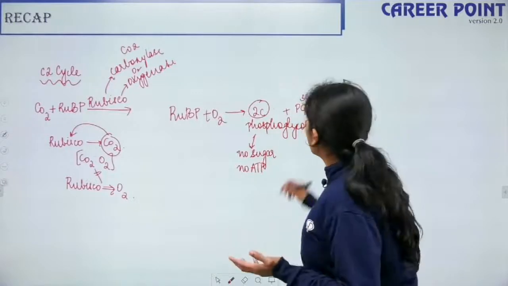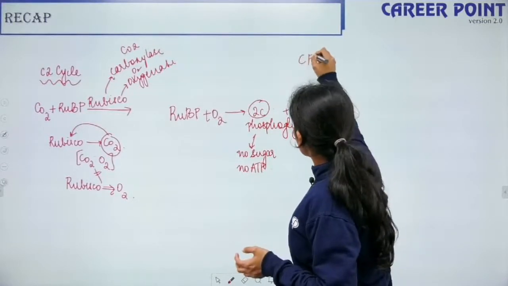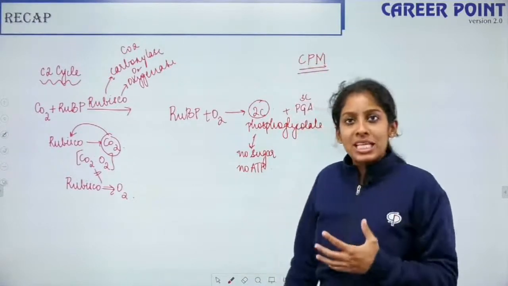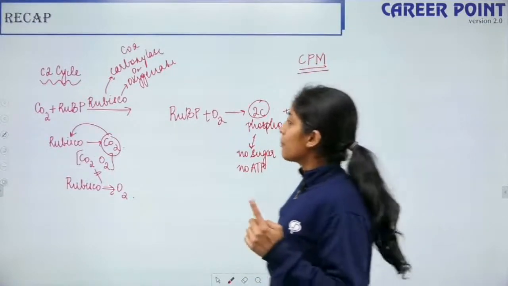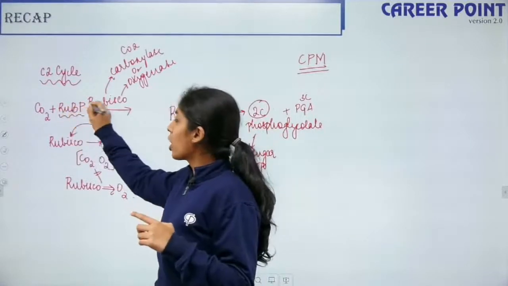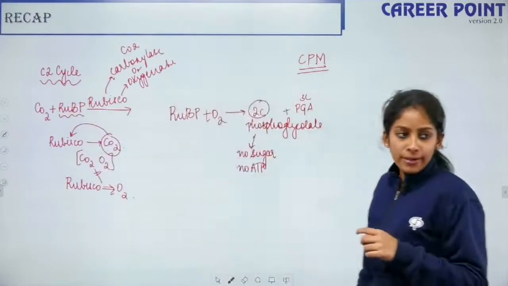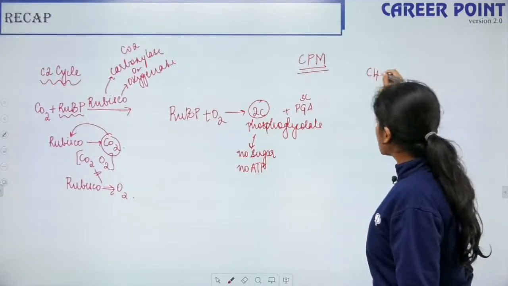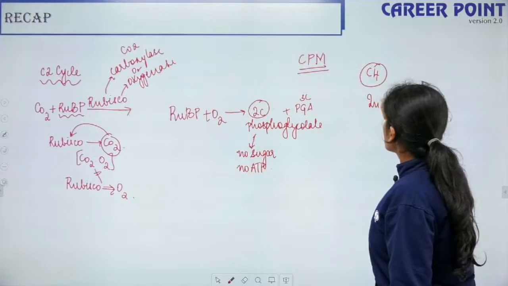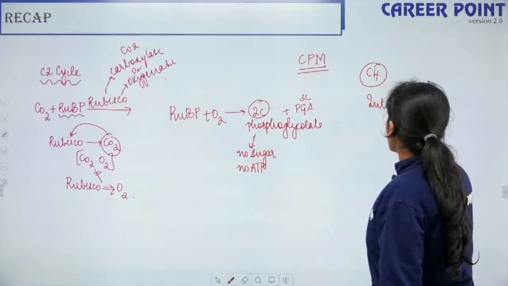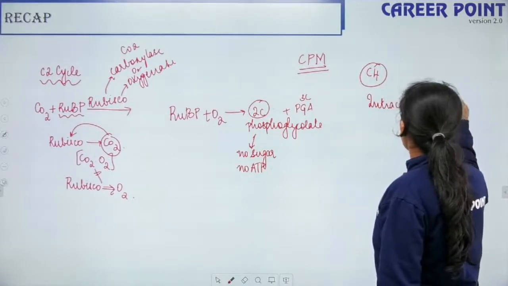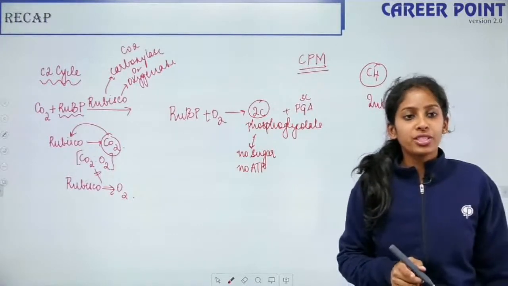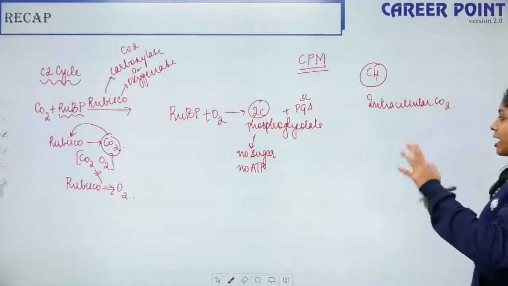The C2 cycle first happens in your chloroplast, then peroxisome, and then in your mitochondria. This mostly happens in your C3 cycle, where the primary carbon dioxide acceptor is your RuBP, which is a 5 carbon compound. This does not happen in a C4 plant because C4 plants have the intracellular carbon dioxide that is getting produced. I hope you remember the intracellular carbon dioxide that is getting produced.